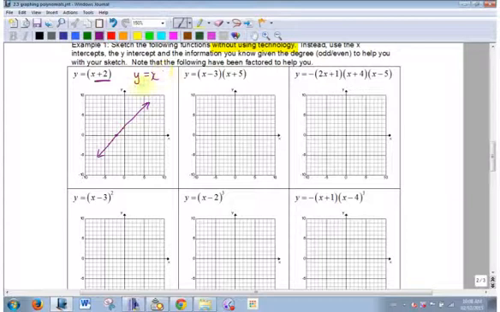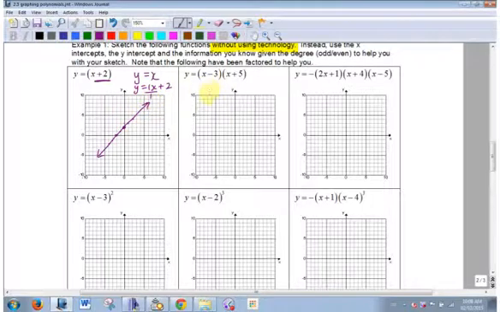Let's check it. Y equals mx plus b. I would start at the y-intercept, 2, and then my slope is 1 unit up, 1 unit of run, 1 rise, 1 run. Okay, same thing, right?